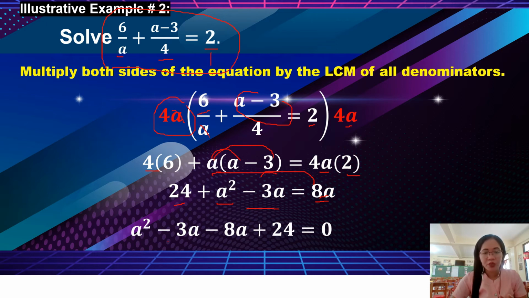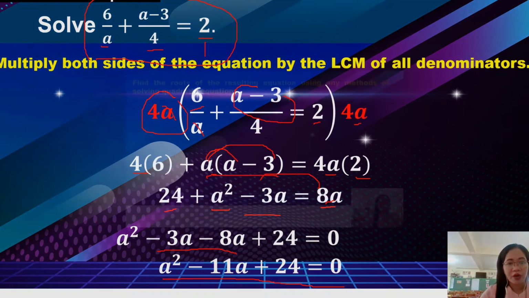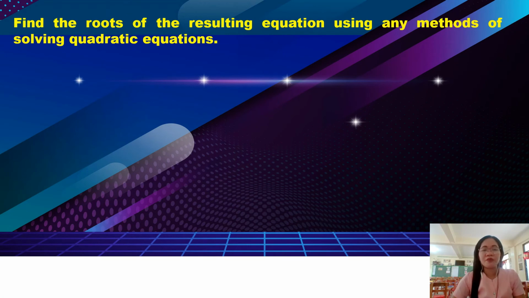Then we are going to combine like terms. Negative 3 minus 8, that is obviously negative 11. So we already have our standard form of the equation. Afterwards, we're going to find the roots of the resulting equation using any method of solving a quadratic equation. So here's our quadratic equation in standard form from earlier.